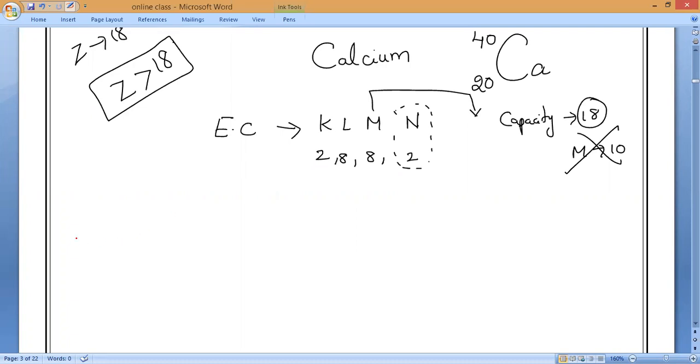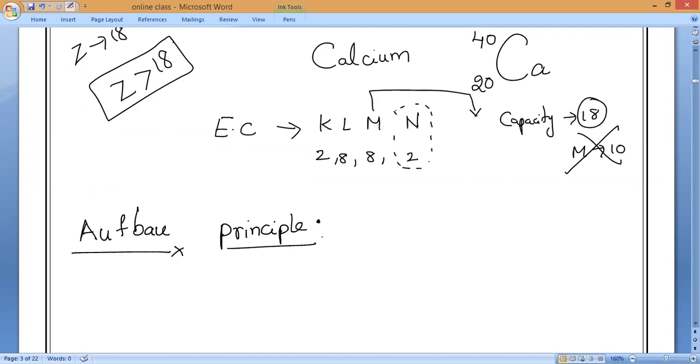Aufbau principle. So from 18 onwards, which rule do we have to use? Till 18, okay. After 18, we have to use the Aufbau principle. Is it okay, everybody? Yes, that is what you have to remember.